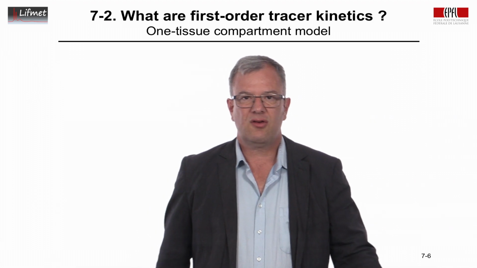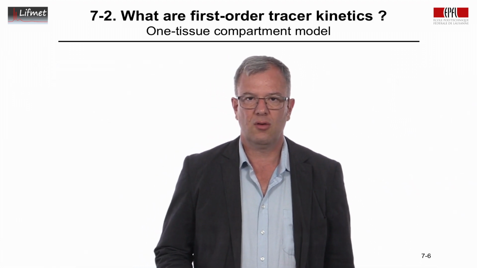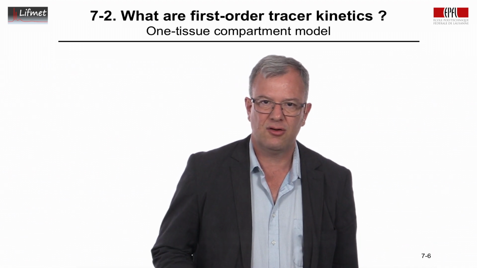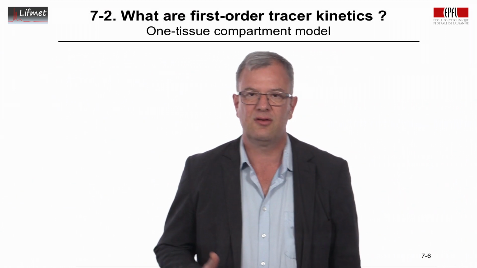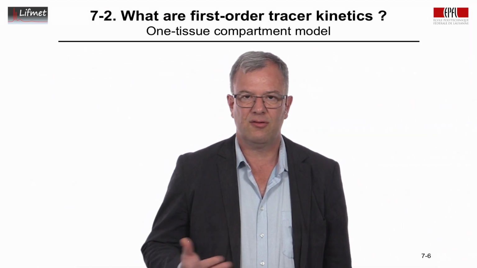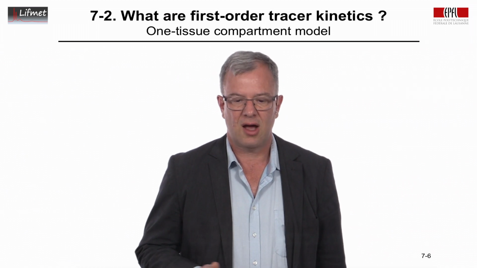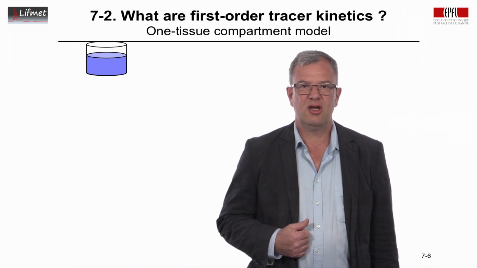So now, how do we describe these tracer kinetics? As I've introduced, I've already stated that we can use first order rate constants. I've introduced the concept of a tracer, and so now we want to see how these first order tracer kinetics can describe the process.